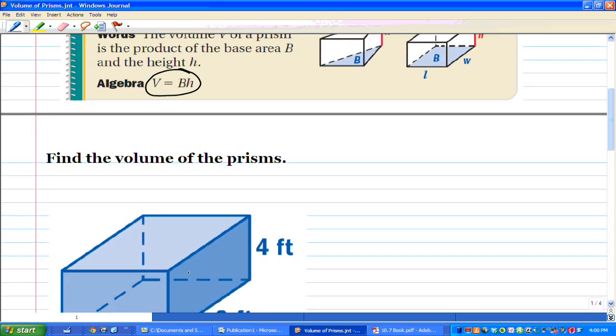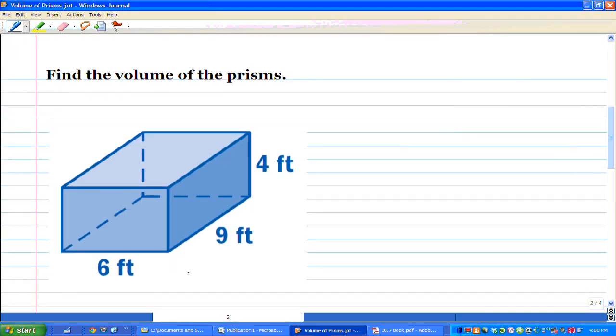Now let's try a sample. So let's start with a box. For a box, again, the volume is equal to the area of the base times the height. All you're doing is multiplying the three numbers by each other, because the base is a rectangle, and that's 6 times 9, because length times width, and then it's times the height. So 6 times 9 times 4 is equal to 216.